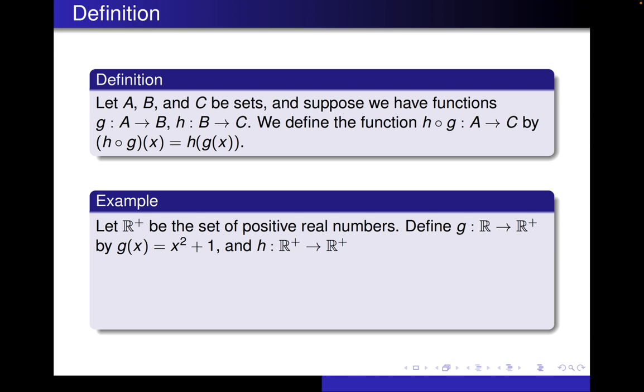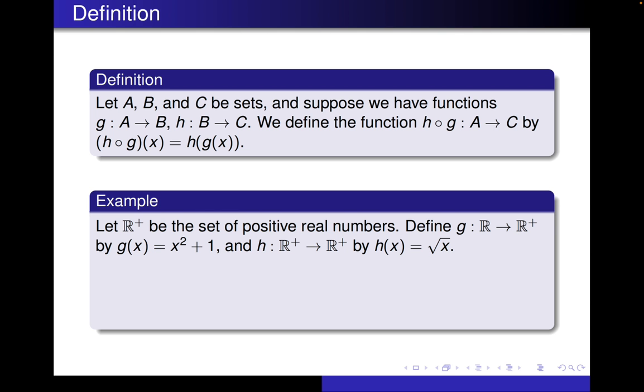And then we're going to define h from the positive real numbers also to the positive real numbers by h of x equals square root of x. And that makes sense. You can't take the square root of negative numbers, so putting positive numbers in there makes sense. And the square root is always a positive number, so that means the output is going to be positive as well.